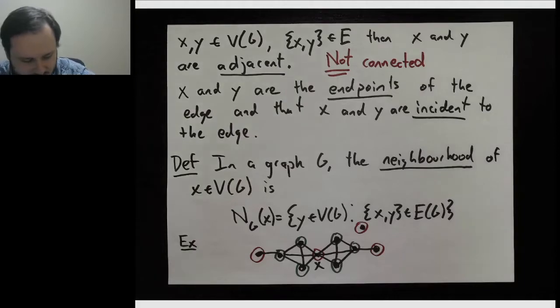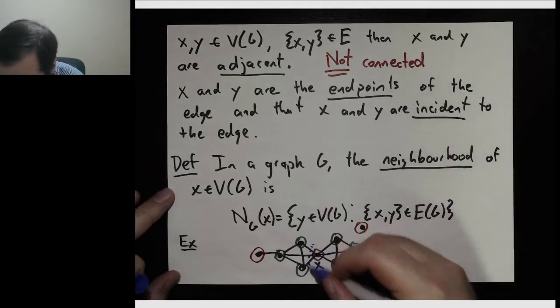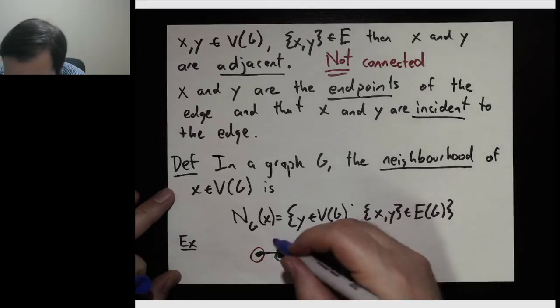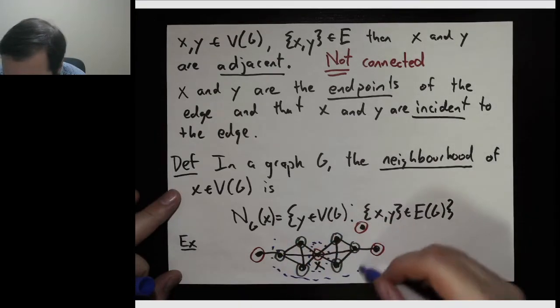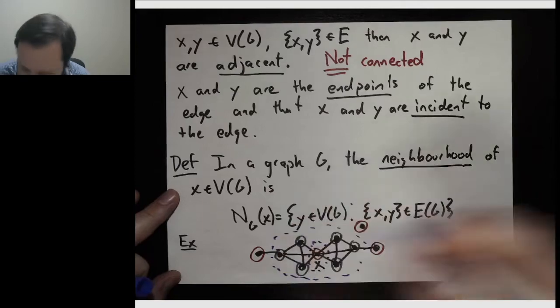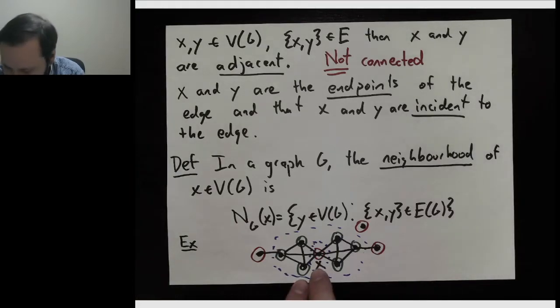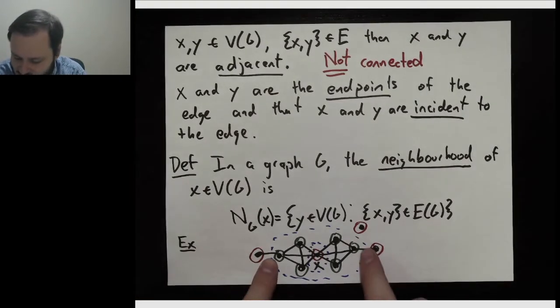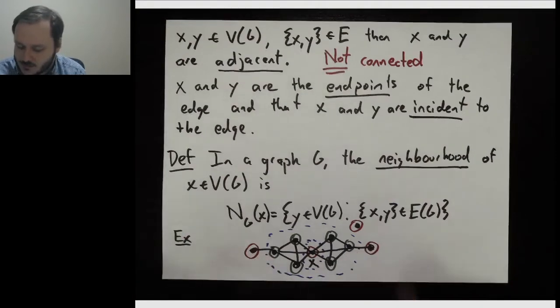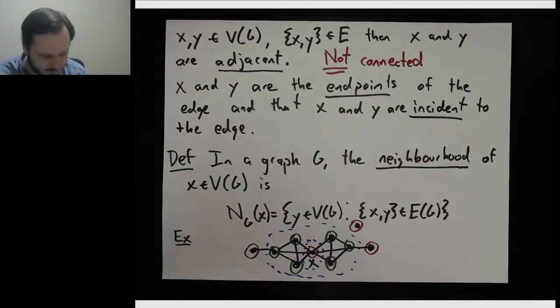You might come across a term closed neighborhood. A closed neighborhood is the neighborhood of a vertex union itself. But in general, when we talk about neighborhoods, we don't mean the vertex itself. It's this bubble around x that doesn't contain x, but contains everything x is adjacent to, but you don't go out further than that. Okay, that's our neighborhood.